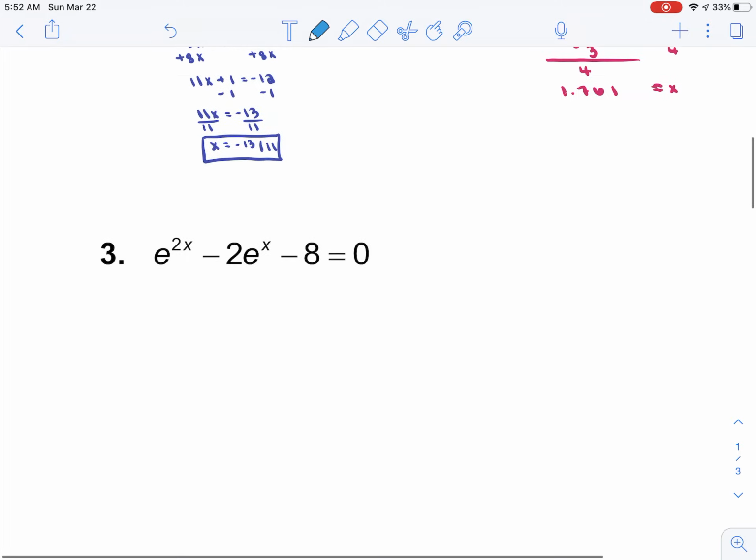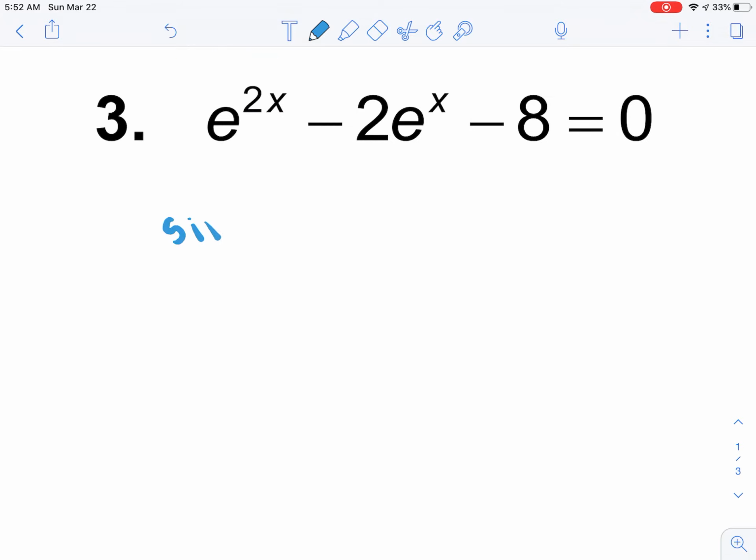If you look at this, this reminds me of the trig unit when we asked you guys to take something like sine squared x minus 2 sine x minus 8. And I don't know if you remember that we talked about factoring this, and we wanted to treat this as if it was x squared minus 2x minus 8. It's the same idea here with e. Obviously, this is not sine squared, but you can think of this as x squared minus 2x minus 8, and what we're going to do is factor it.